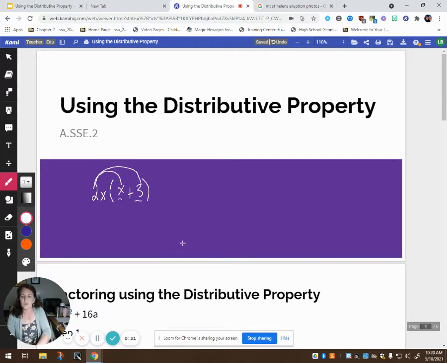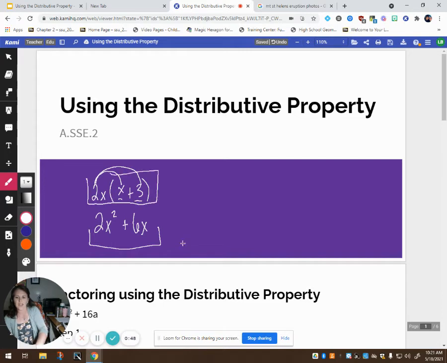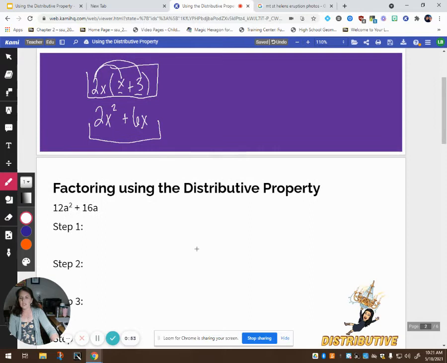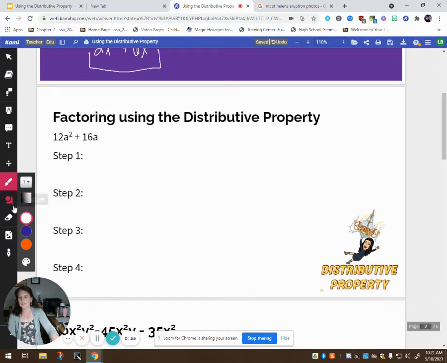So I'm going to take this 2x and multiply it by the x, and I get 2x squared. Then I take the 2x and multiply it by the positive 3, and that gives me a positive 6x. So what we're doing today is working backwards. You're going to be given this, and you're asked to write it in factored form, or as the product of two things. Looking at this, it may seem a little daunting at first, but if we work backwards, it's not all that difficult.